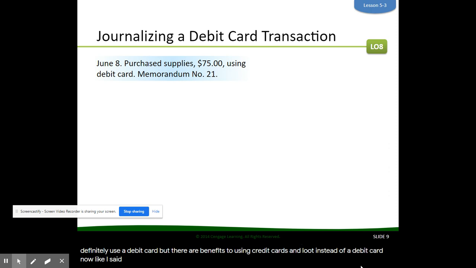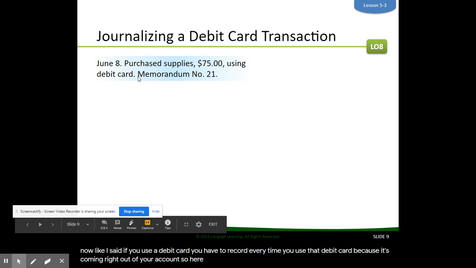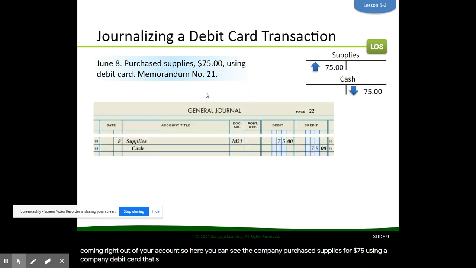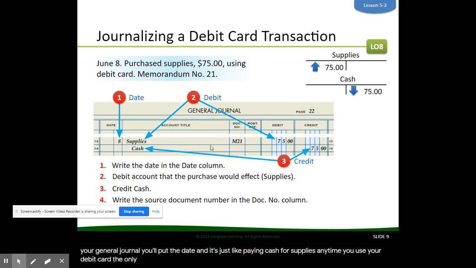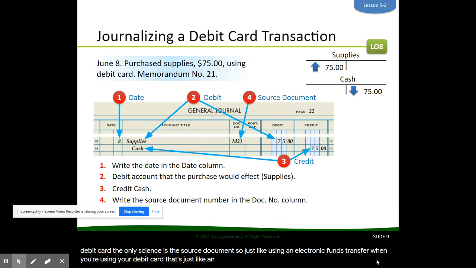Now, like I said, if you use a debit card, you have to record every time you use that debit card because it's coming right out of your account. So here you can see the company purchased supplies for $75 using a company debit card. That's fine if you do that, but you need to account for it every time you use it. So in your general journal, you'll put the date, and it's just like paying cash for supplies anytime you use your debit card. The only difference is the source document. So just like using an electronic funds transfer, when you're using your debit card, that's just like an electronic funds transfer, and a memorandum would be used as your source document instead of a check.